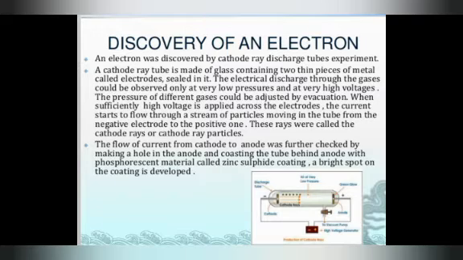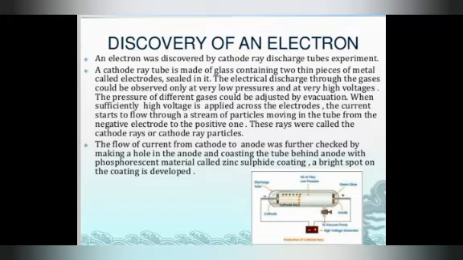It means that first he took a discharge tube. Inside the discharge tube he is passing the gas. The pressure of the gas which he is passing can be controlled by the evacuation tube. And he fixed two electrodes at sufficiently high voltage, and the current starts to flow through the stream of particles moving in the tube from the negative electrode to the positive one. Current is flowing from the negative to the positive electrode. When you observe a battery or a cell carefully, you can see these electrodes inside.